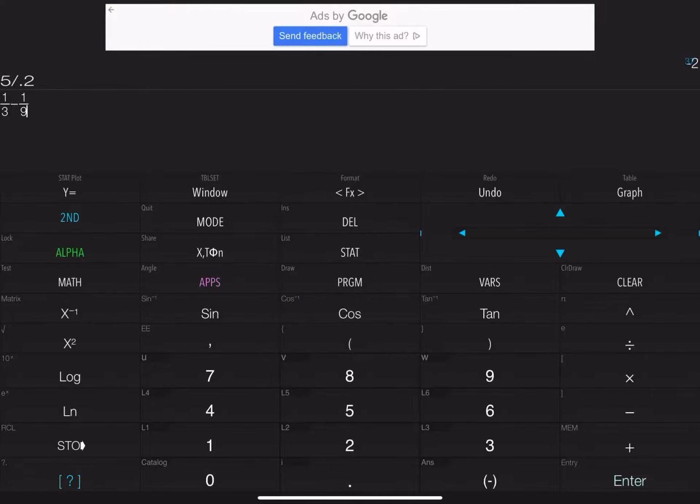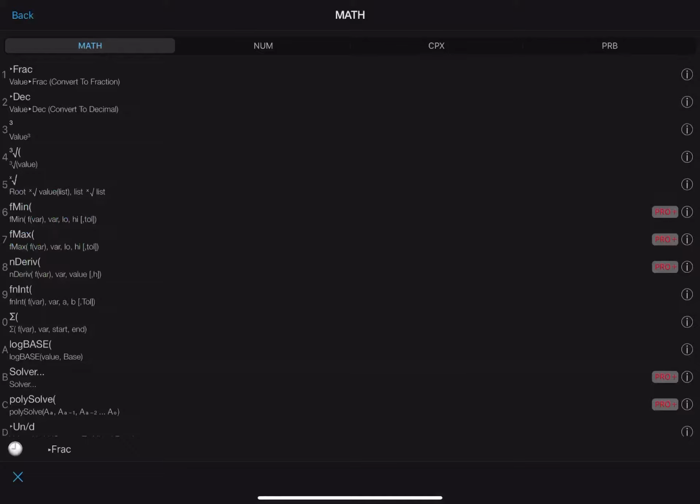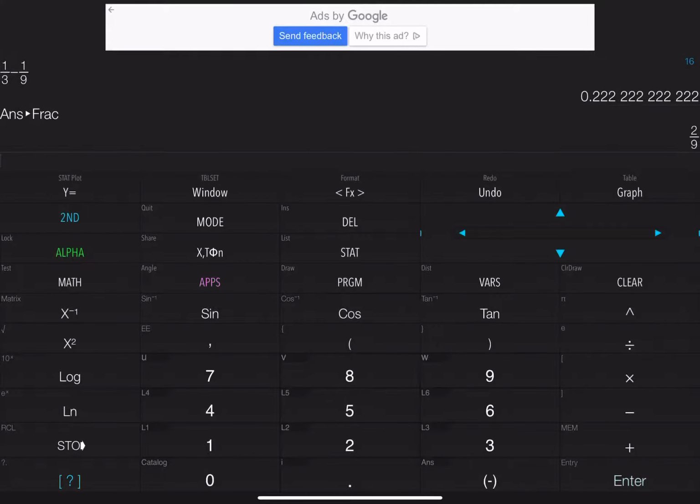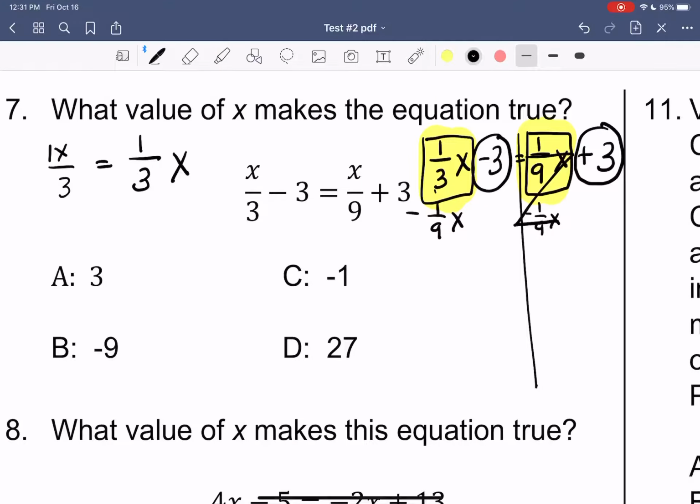So when you choose enter, I got a decimal over here, so I'm going to have to turn that decimal to a fraction since it's a repeating decimal. So what you do, you push under alpha, it says math, and then this first one, convert to fraction. And then it'll take my answer and convert it to a fraction, push enter, and we have 2 over 9. So now we have 2 over 9x minus 3 equals 3.